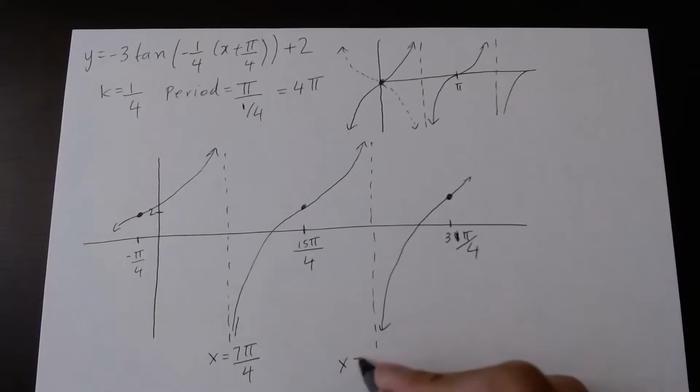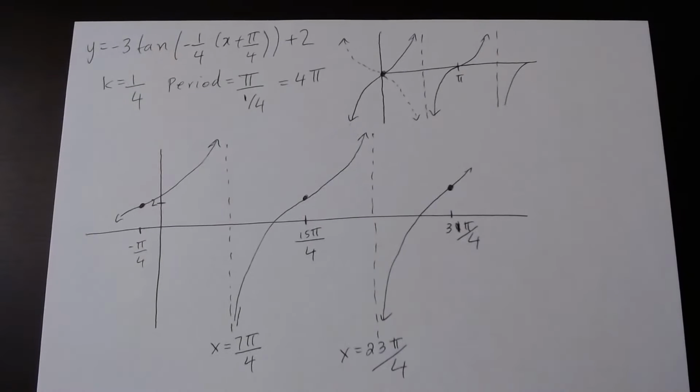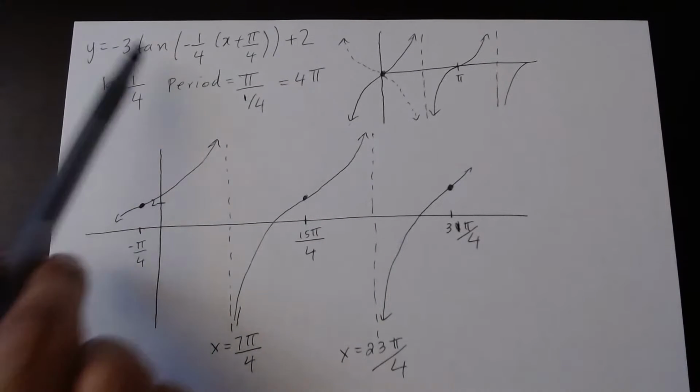Which is just x equals 23 pi/4. That's how you sketch a transformed graph of a tan equation.